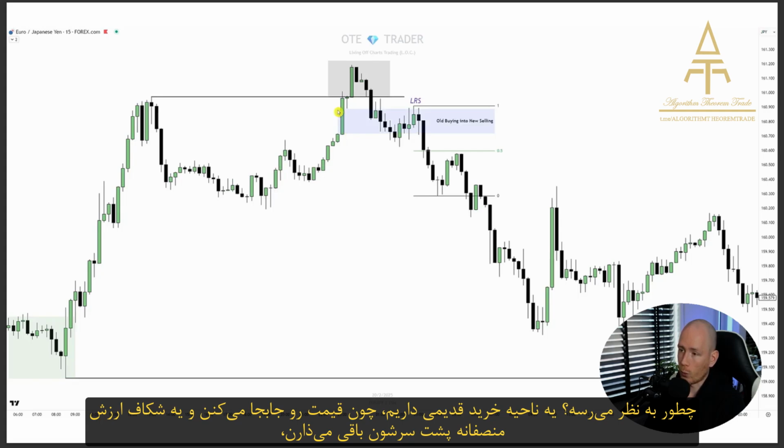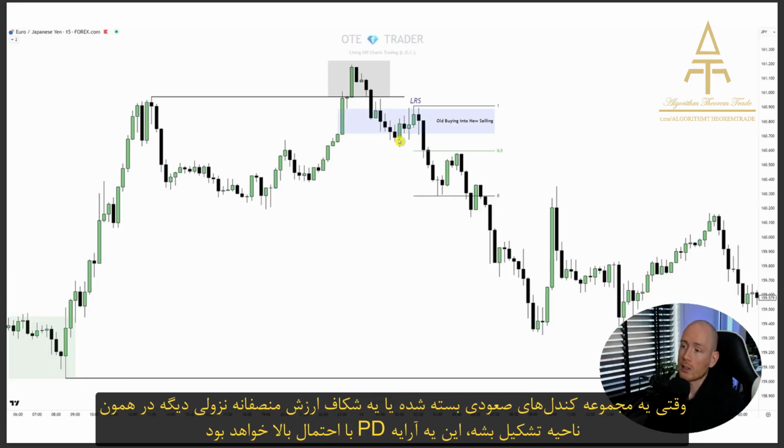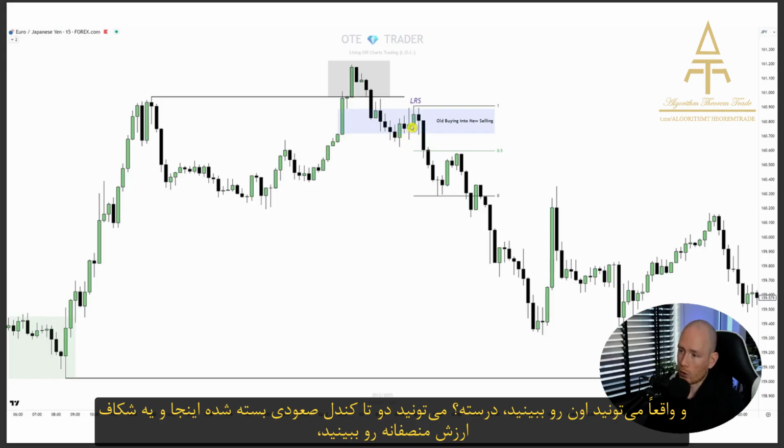What does that look like? We have an old area of buying because they're displacing price and leaving a fair value gap behind. Once there is a set of up close candles formed or another bearish fair value gap formed in the same area, this will be a high probability PD array. And you can actually see that. You can see 2 up close candles formed here and a fair value gap.